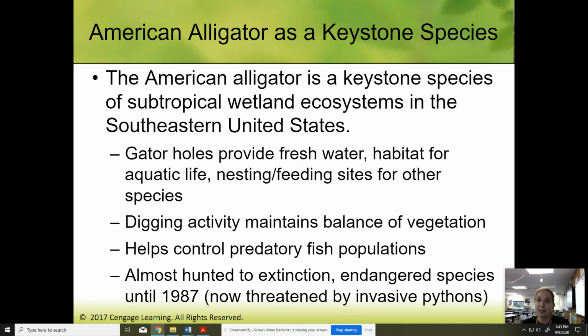They were almost hunted to extinction. They became an endangered species until 1987. They are now threatened by invasive Burmese pythons that will eat the babies. So that is bad. We actually need the alligators down in Florida.